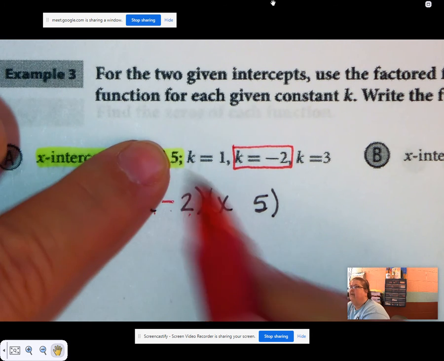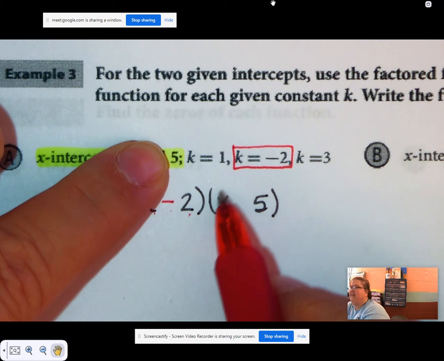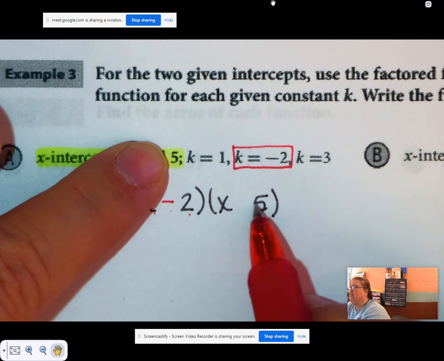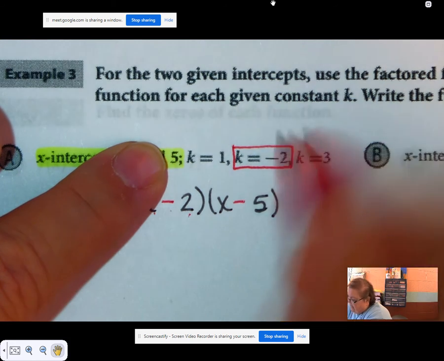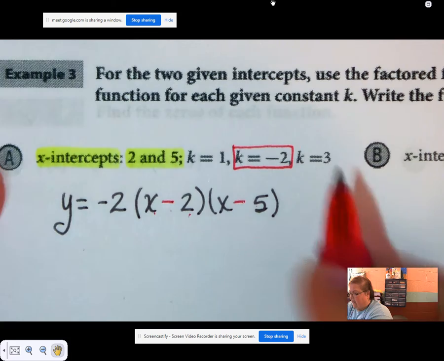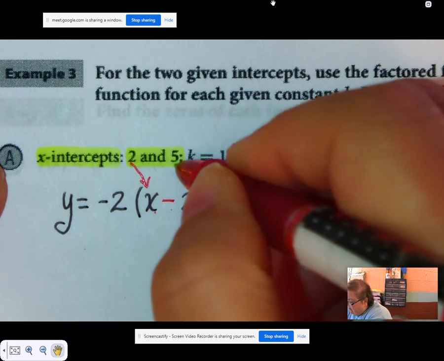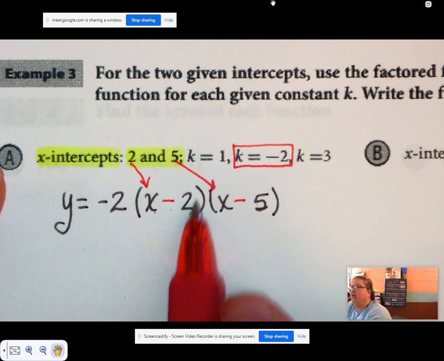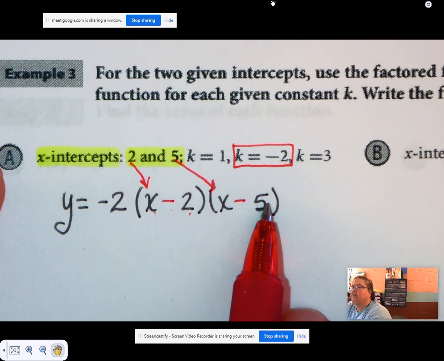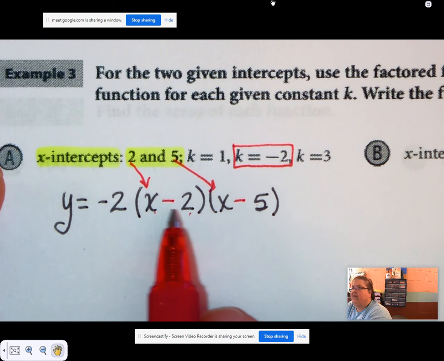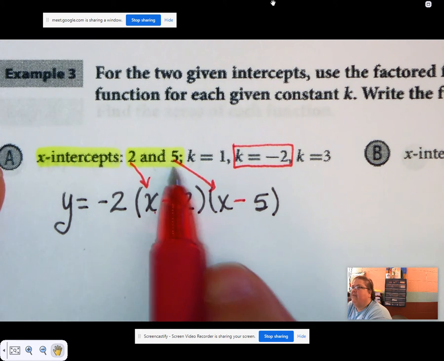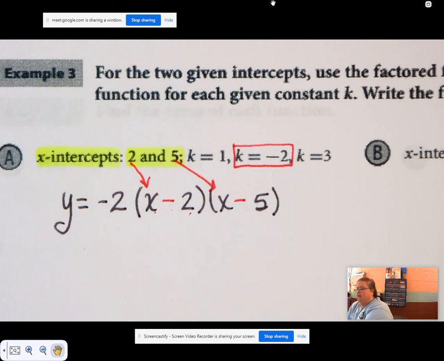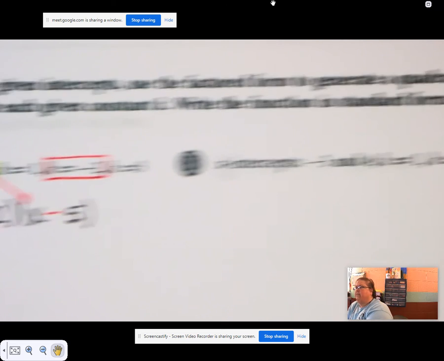Okay, now my 5, this is my 5. Remember, the intercepts are what the x's are. So if 5 is here, what operation do I need to make this a 0? So 5 minus 5. These are your x's. But you know, in order to get a 0, you've got to have the opposite number to go with that. So if this is a 2, I need a -2. If this is a 5, I need a -5. Okay?